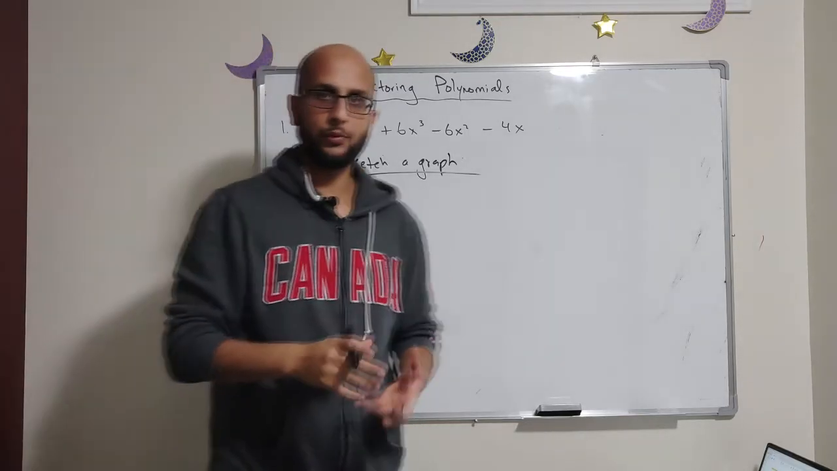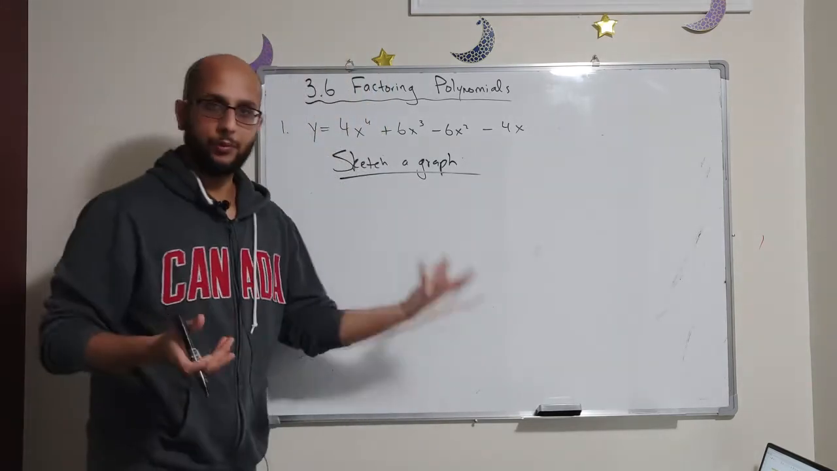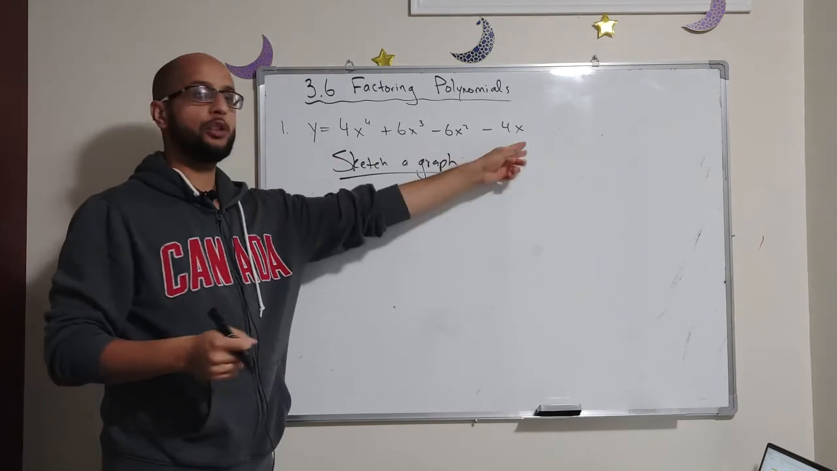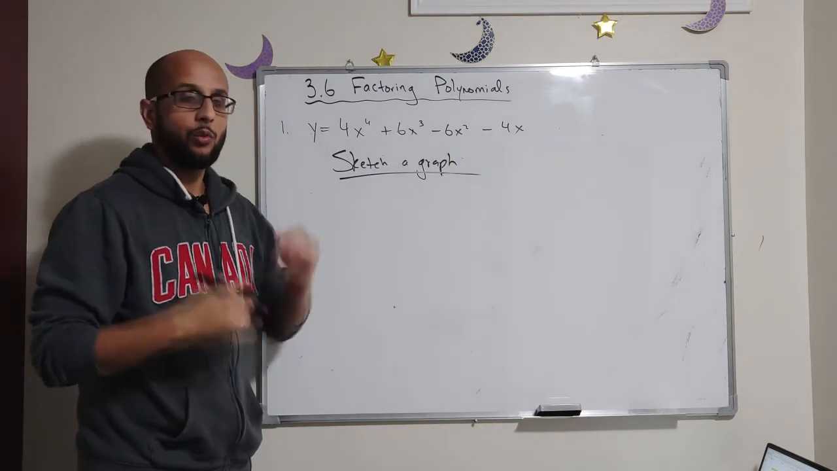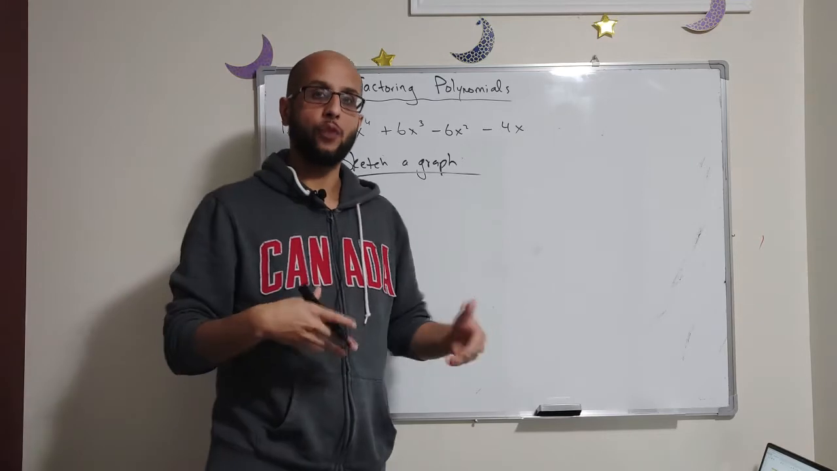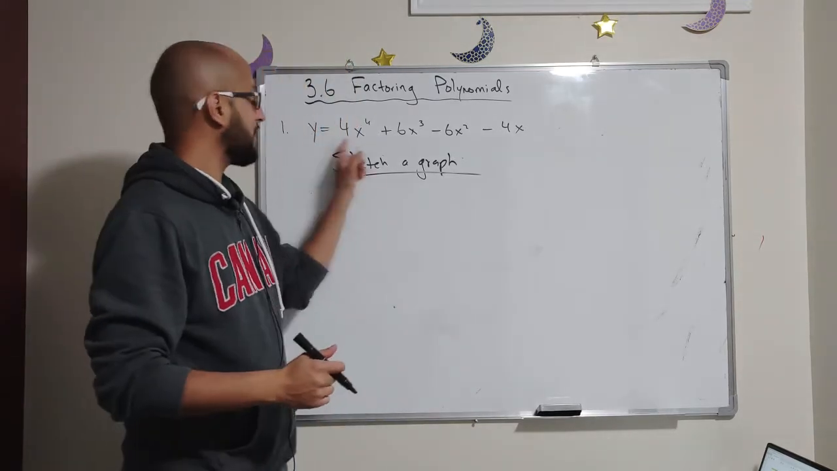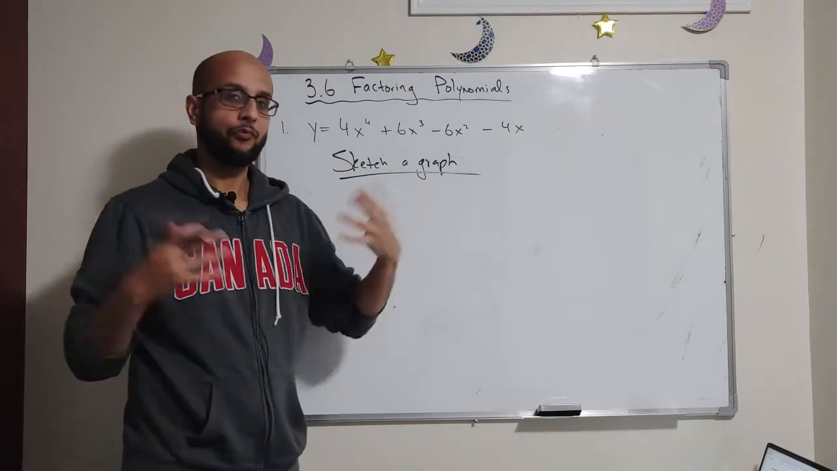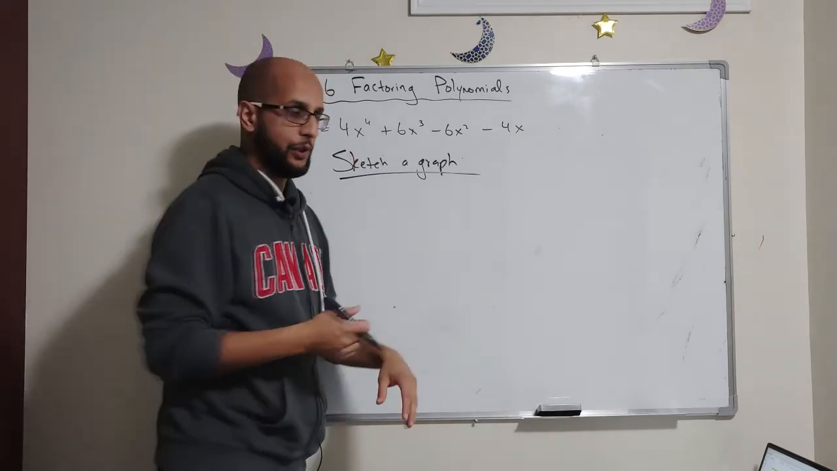So as we've done before, we need to sketch a graph. The difference now is the equation that's given to us is in standard form. We know how to sketch if it's in factored form. So what we need to do is take this polynomial standard form equation and turn it into factored form. Fancy way of saying factor the equation.